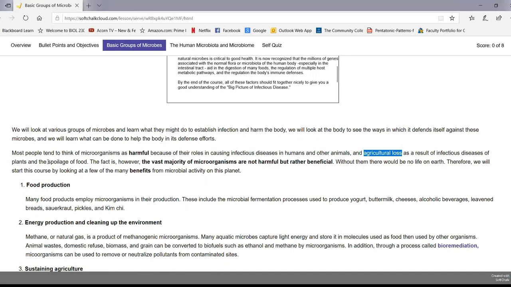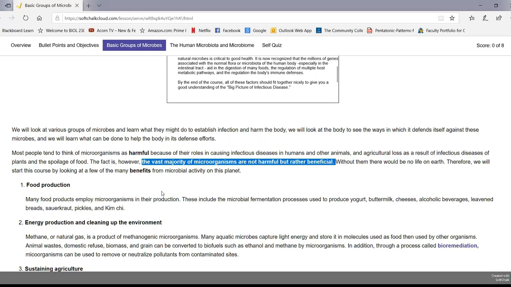And of course, since their main job in nature is to recycle nutrients, they cause a lot of spoilage of food unless we take precautions to prevent the bacteria from growing on the food, such as canning or refrigeration and such. But of course, what we're going to be stressing here is that the vast majority of microorganisms are not harmful, but rather many of them are beneficial. And in fact, without microbes, there would be no life on Earth. They influence pretty much every activity going on in Earth.